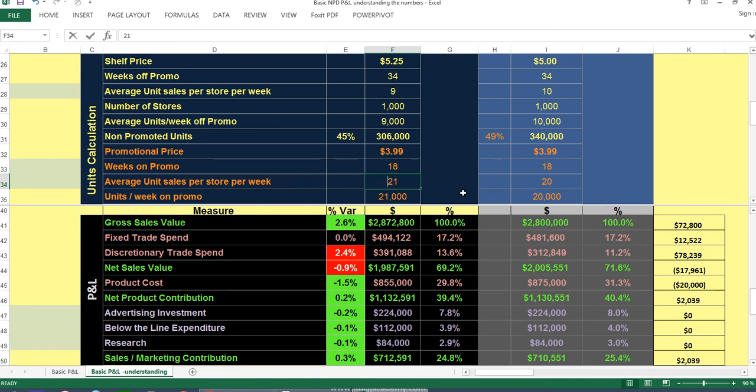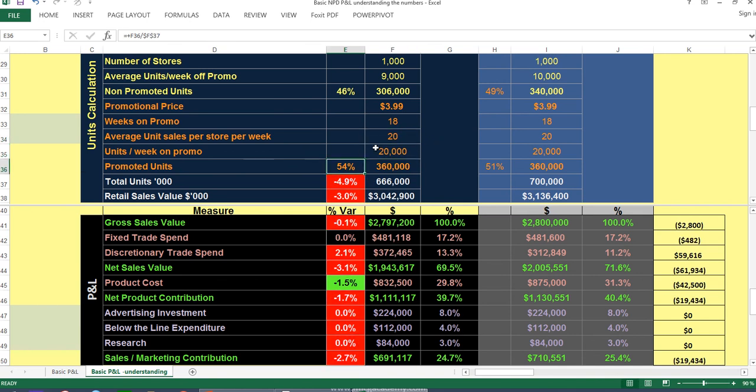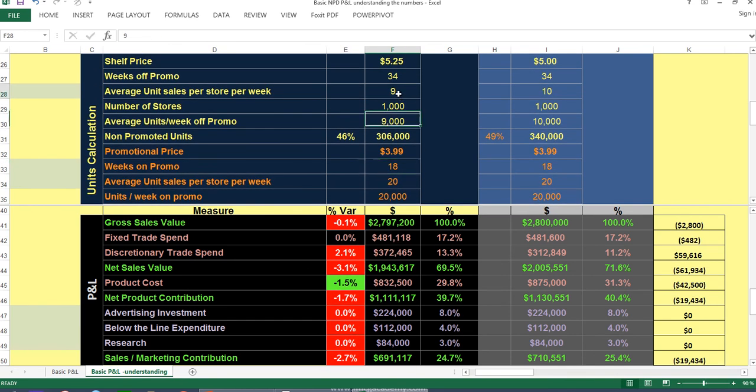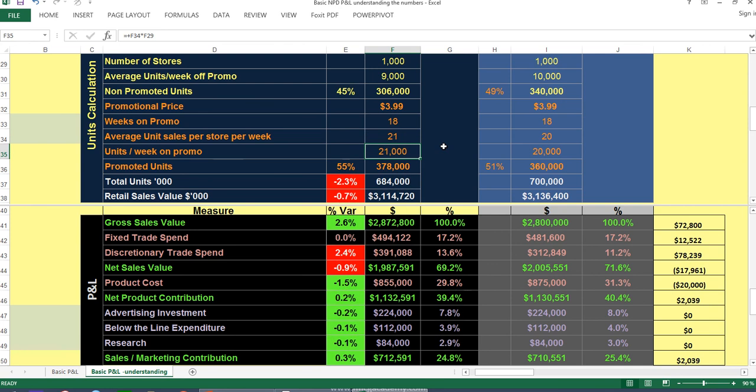Profitability is almost flat. So we've done all this and we've reached pretty much where we started. Now, if this goes to 22, this could be a better number, but your discretionary trade spend is rising. And it's also rising because your percentage units on promotion has now gone up from 51 to 56. Even when you left it at 20, it had gone up by default because your original sales number was down from 10 to 9. So those are some of these impacts you get when you start playing around with these numbers. So I'll leave it at 21 and see, yep, we're back where we started.